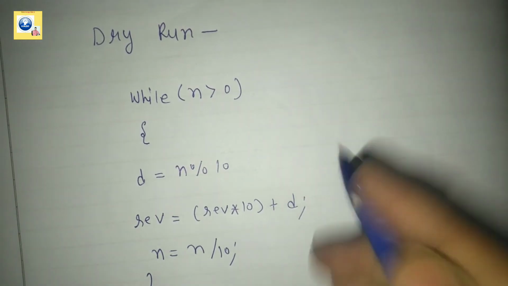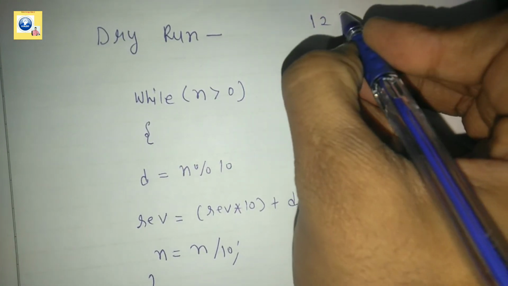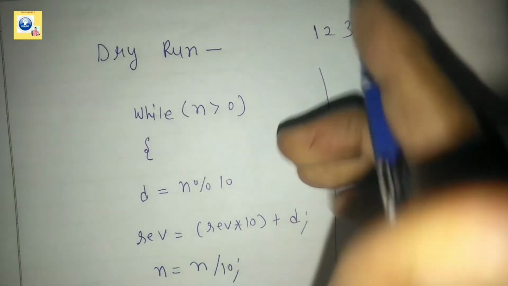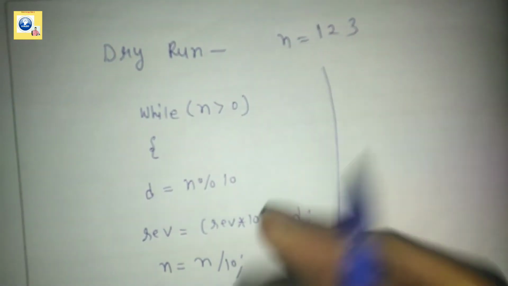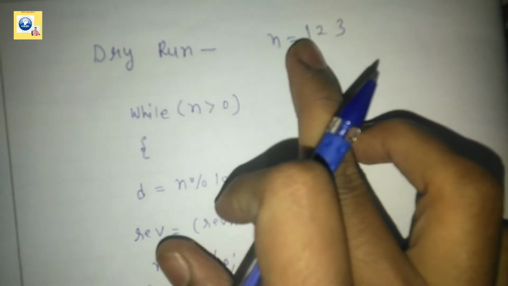Now what we are going to do, we will see the dry run of this. Suppose the number is 123. Okay, if the N value is 123, so let's do it.